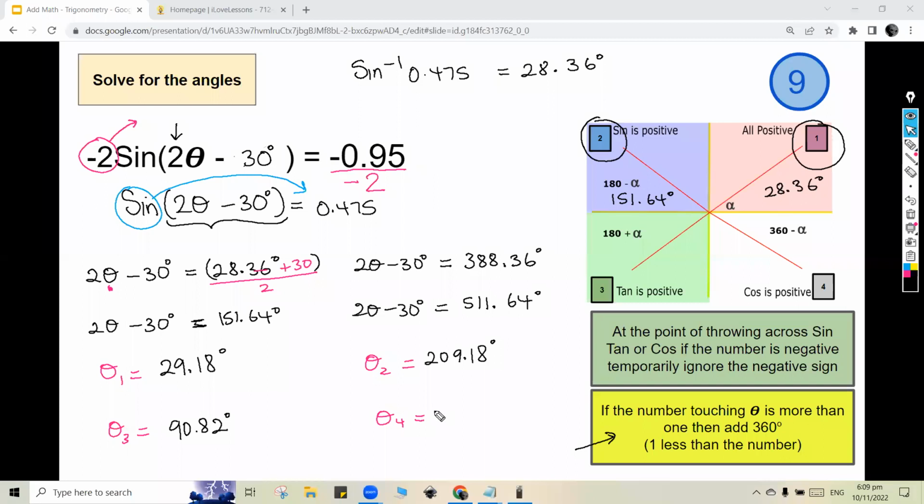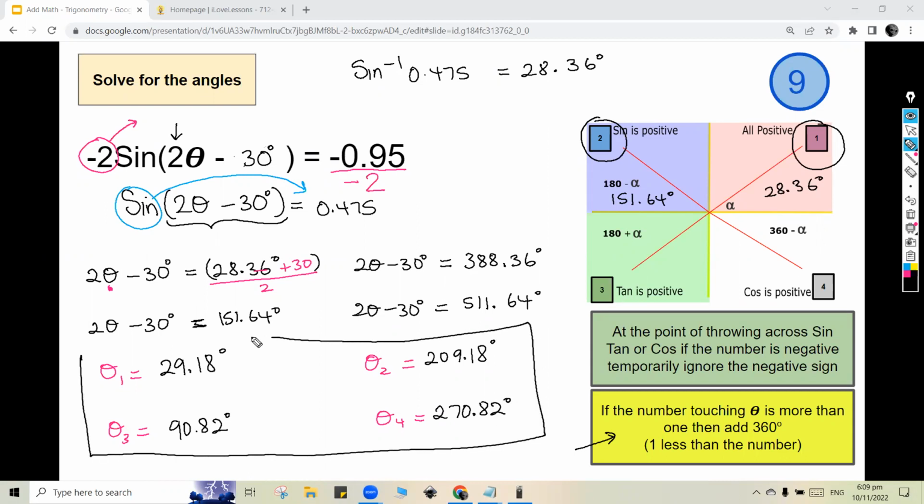Those are the answers I got so far. And for the last one is 270.82 degrees. So these are my 4 answers, right? And what I was saying about the 0 to 360, usually at the top of the question, the examiner will say, you'll see a statement like this. This means that when you get all the answers, you choose all the answers between 0 and 360.